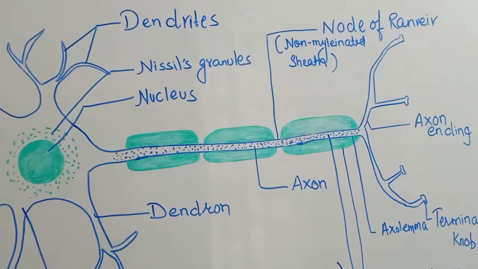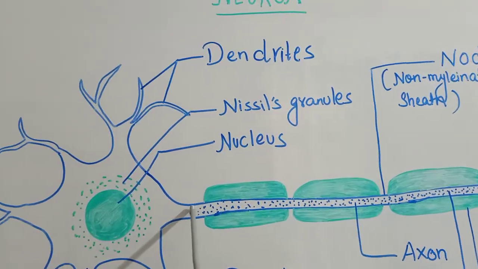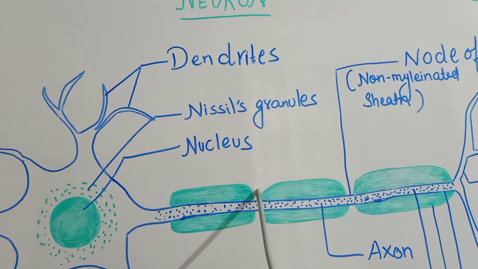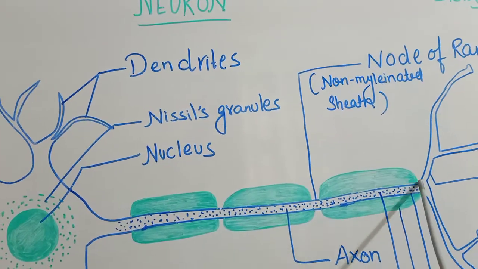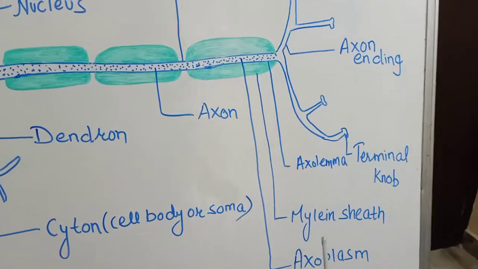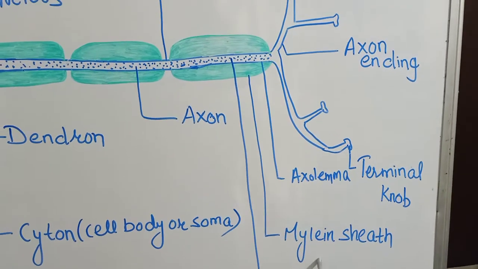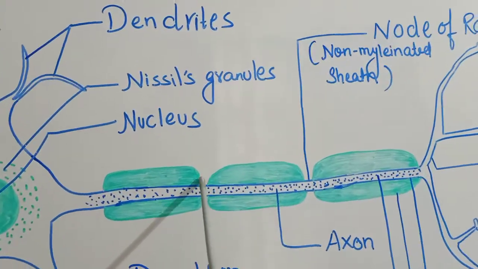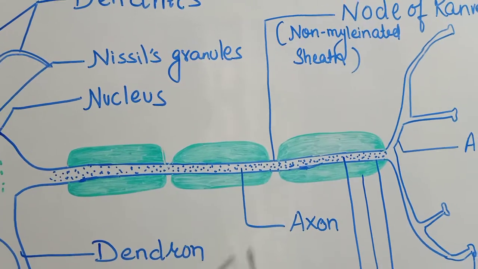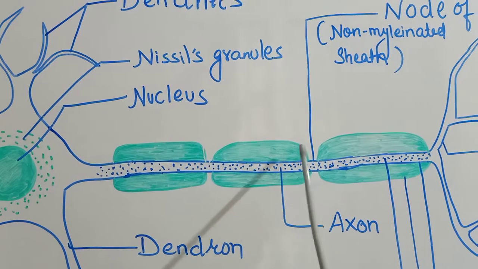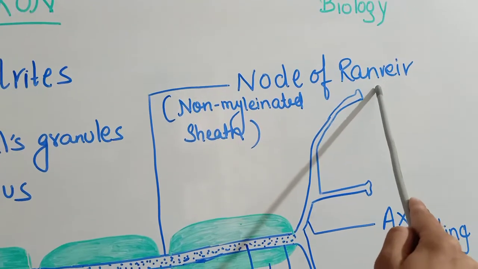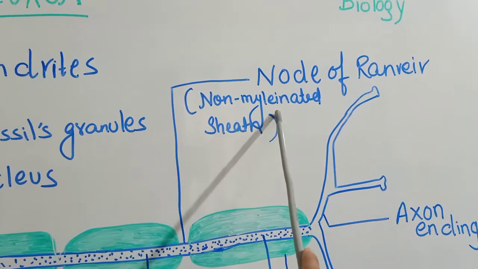One more important thing, students, you can see that externally this axon is covered by a sheath or a covering. This sheath by which the axon is covered externally is known as the myelin sheath. And at some areas, the axon does not have any sheath. These points where no myelin sheath is present are known as nodes of Ranvier. This is also known as non-myelinated region.